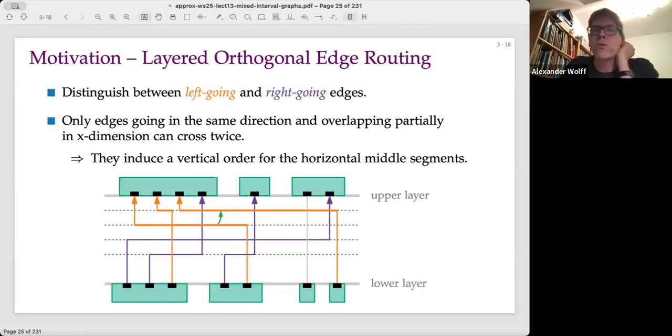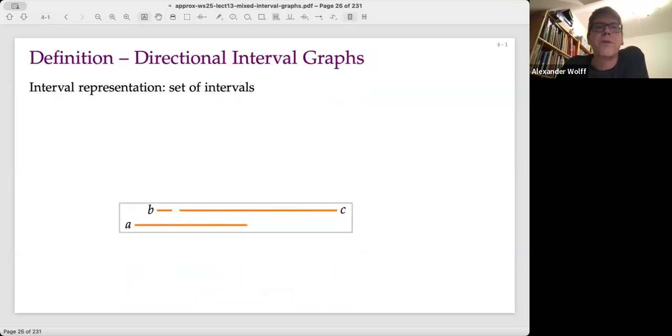So they induce some kind of vertical order on these horizontal middle segments. If I would draw the upper orange middle segment below that one, then I would get a double crossing, which I don't want for that reason. So let's abstract a little bit from our graph drawing motivation. And now let's look at intervals.